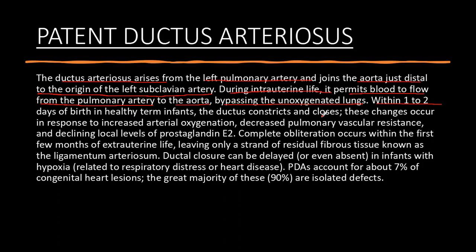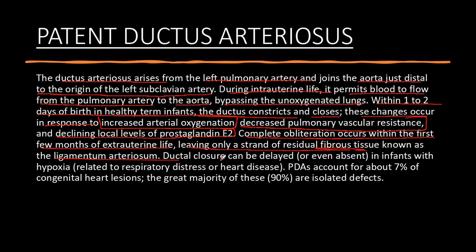Now, within 1 to 2 days of birth in healthy term infants, the ductus constricts and closes. Now, these changes occur in response to one, increased arterial oxygenation, two, decreased pulmonary vascular resistance, three, declining local levels of prostaglandin E2. Now, complete obliteration occurs within the first few months of extrauterine life, leaving only a strand of residual fibrous tissue known as the ligamentum arteriosum.